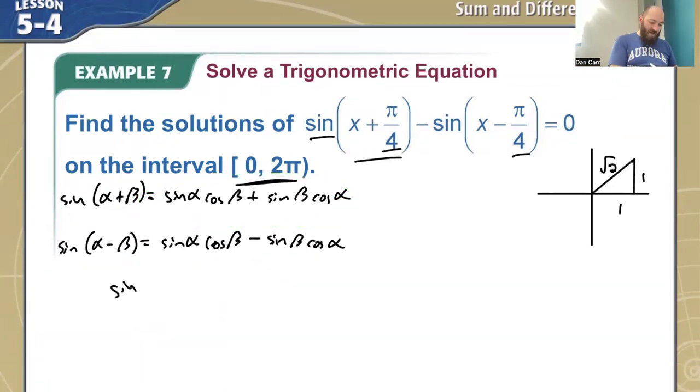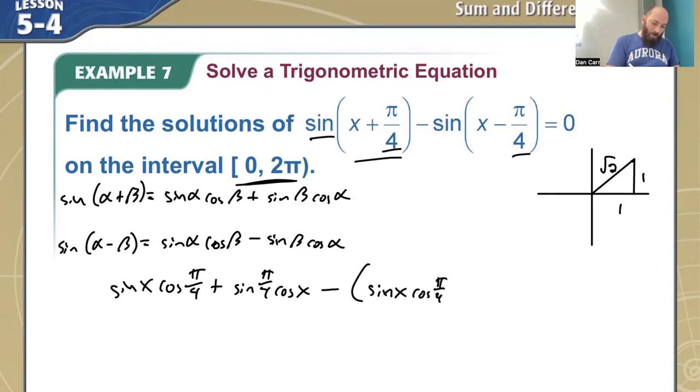So what I'm going to have is the sine of alpha, which is x, times the cosine of pi over 4, plus the sine of pi over 4 times the cosine of x, minus this whole thing, I'll put in parentheses here. It'll be sine of x, cosine of pi over 4, minus the sine of pi over 4 times the cosine of x, and that whole thing equals 0.